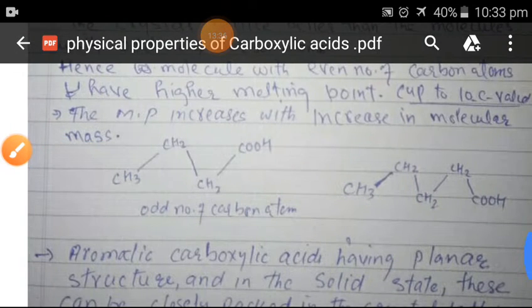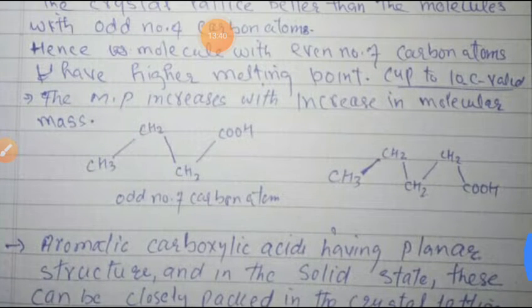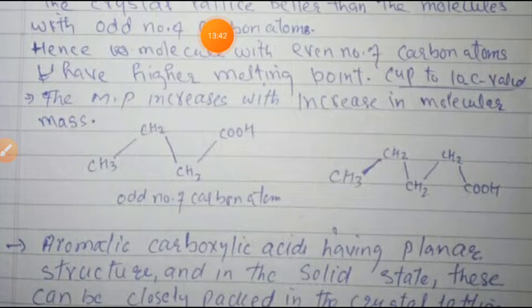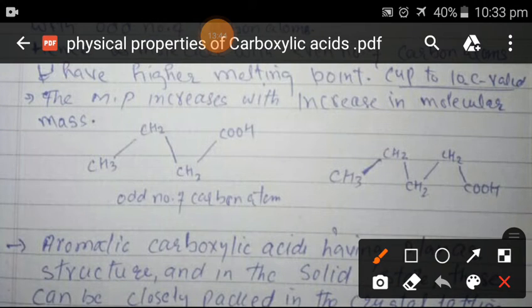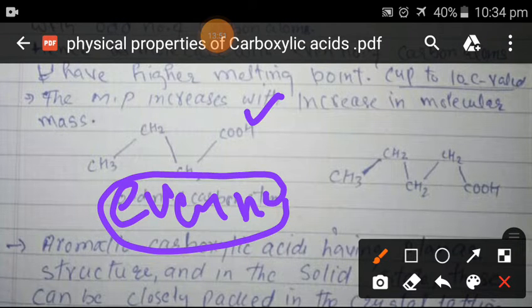Sorry, it has been misplaced. Actually here there is an even number of carbon atoms. This molecule has an even number of carbon atoms, and this molecule has an odd number of carbon atoms.